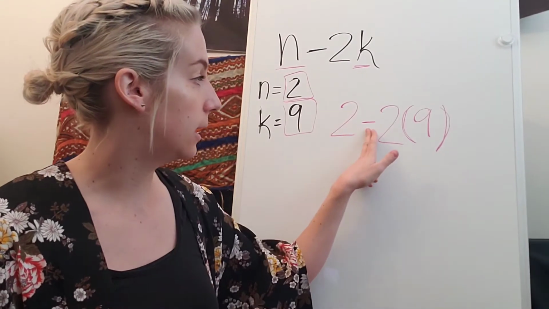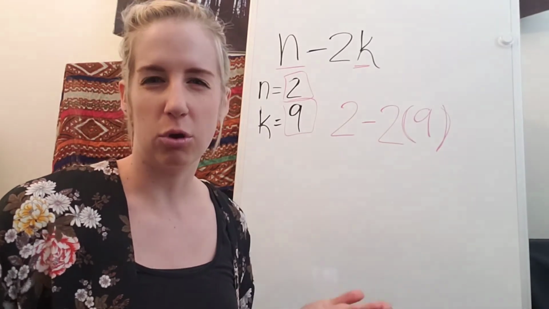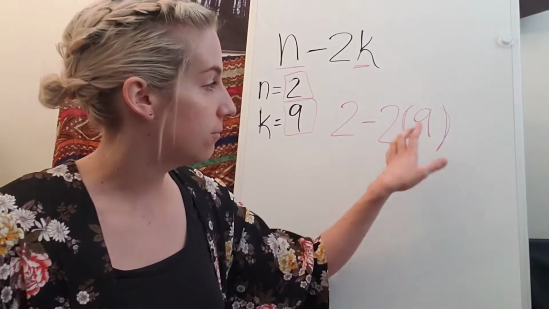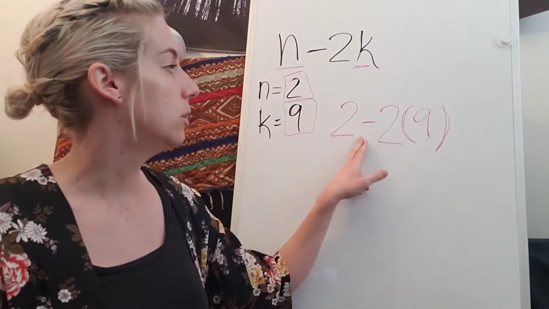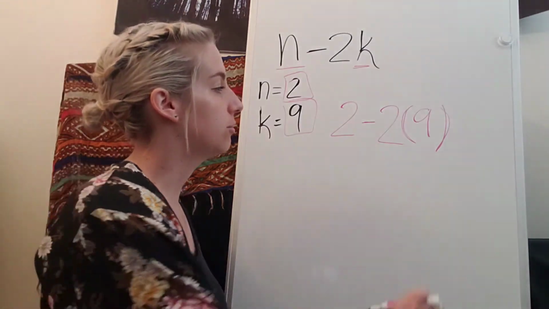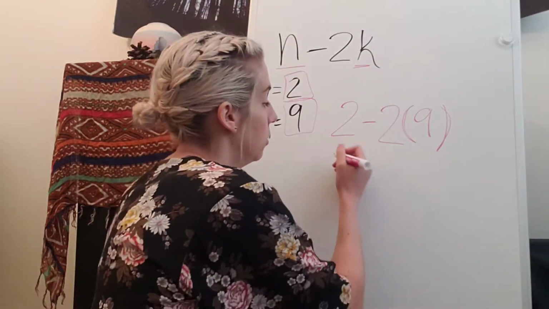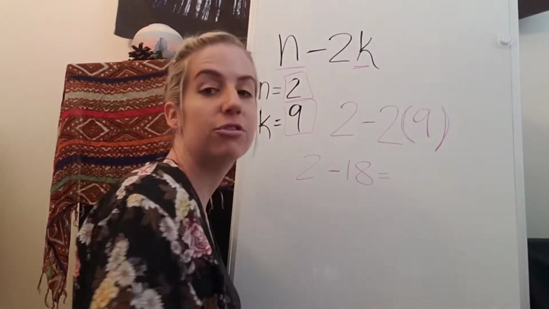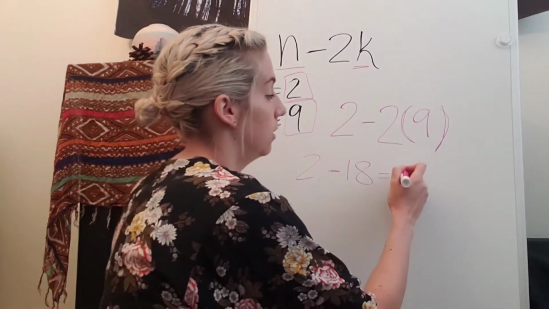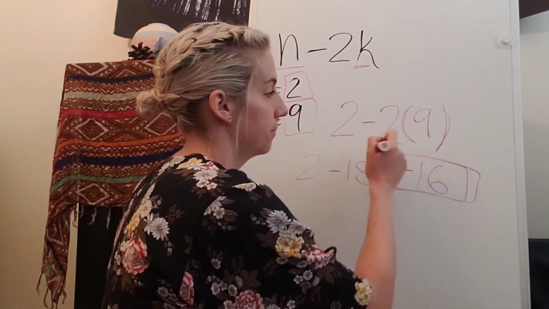Do I do my subtraction, or do I do my multiplication? This is called order of operations. You always have to do your multiplication or division first before you do addition and subtraction. So I would say, okay, what's 2 times 9? 2 times 9 is 18. So my new problem is 2 minus 18, which is going to give me another negative answer of -16. Okay?